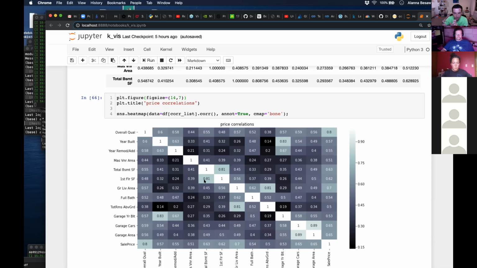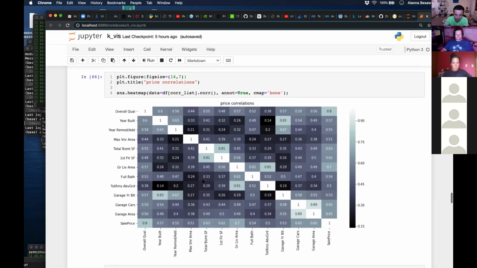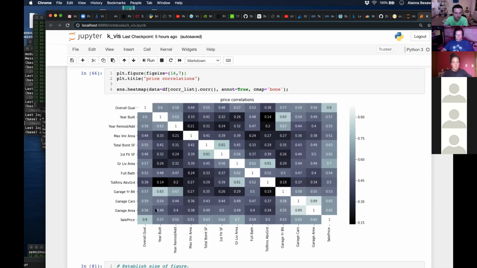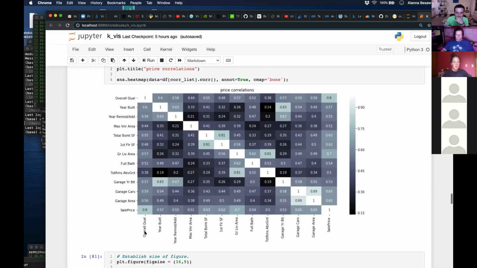Sorry, Lana, can you scroll just a little bit lower so we can see the full thing? Yeah. And so here I'm just looking at sales price. The sales price and overall quality are correlated; the overall quality is probably a good indicator of sales price, for example.